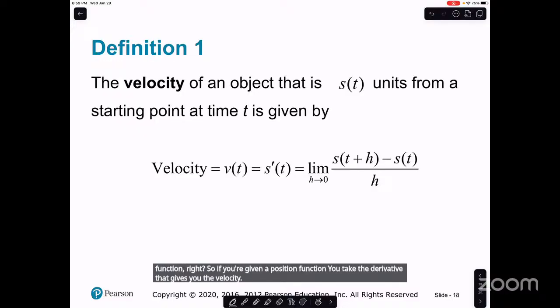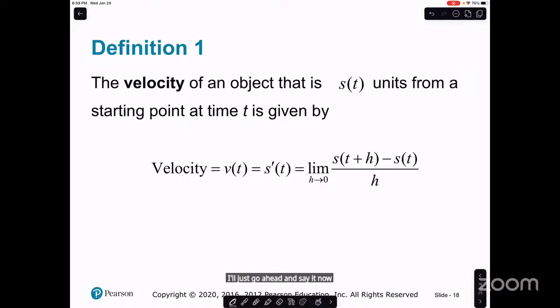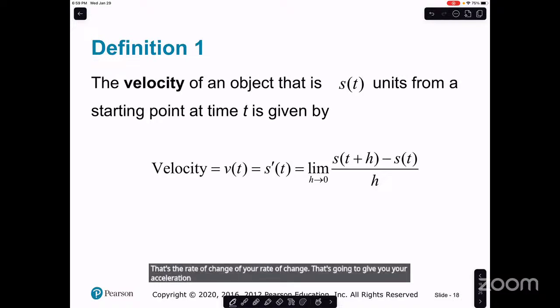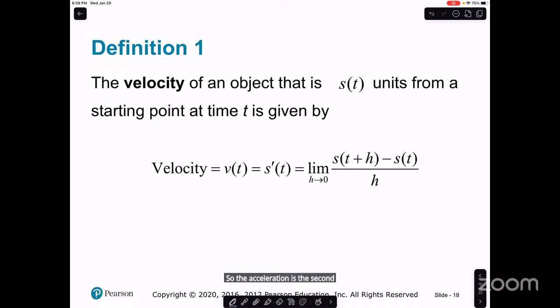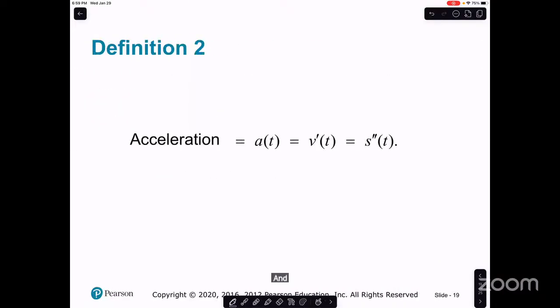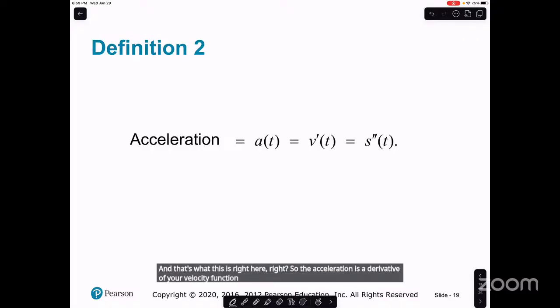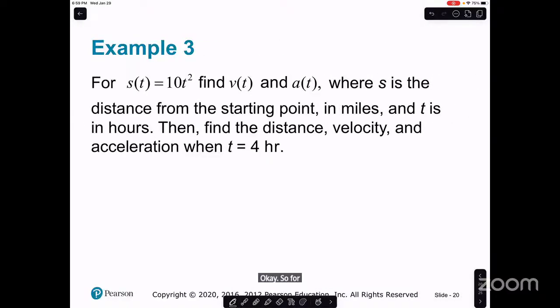I'll just go ahead and say it now. If you take the derivative of the velocity, that's the rate of change of your rate of change. That's going to give you your acceleration. So how fast the speed is changing, right? So the acceleration is the second derivative of your position function. And that's what this is right here, right? So the acceleration is the derivative of your velocity function, which is ultimately going to be the second derivative of your position function, okay?